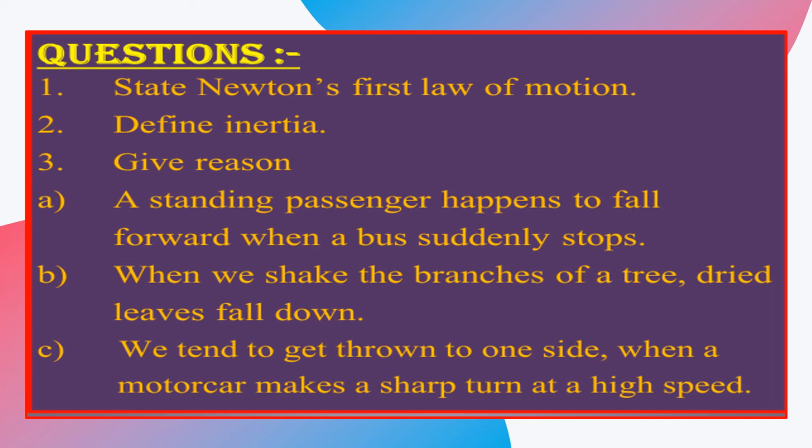Question number 3. Give reason. A. A standing passenger happens to fall forward when a bus suddenly stops. B. When we shake the branches of a tree, dried leaves fall down. C. We tend to get thrown to one side when a motor car makes a sharp turn at a high speed. Try to find the answers of these questions and learn them. I repeat, write the answers of the first two questions in your notebook.